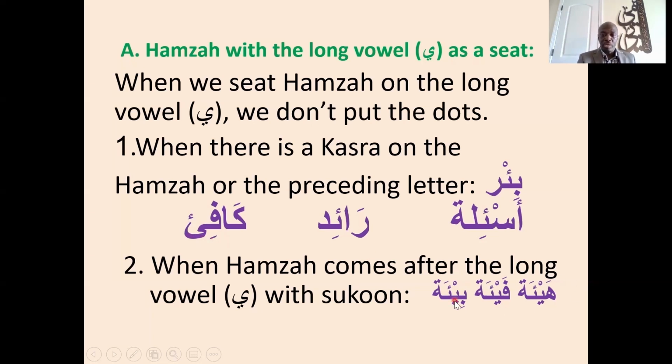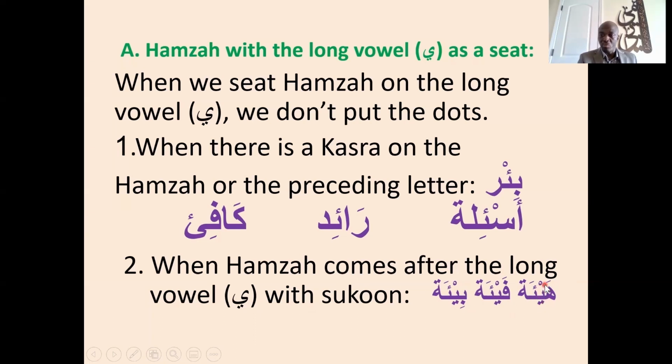So let's see one effect of Hamza when there is a sukoon. In terms of hay'a, fay'a, bi'a, the rule is when Hamza comes after the long vowel ya, here's the long vowel ya, with the sukoon, we have to see the Hamza on the ya. We have to, because here is the long vowel ya, and the ya has the sukoon.